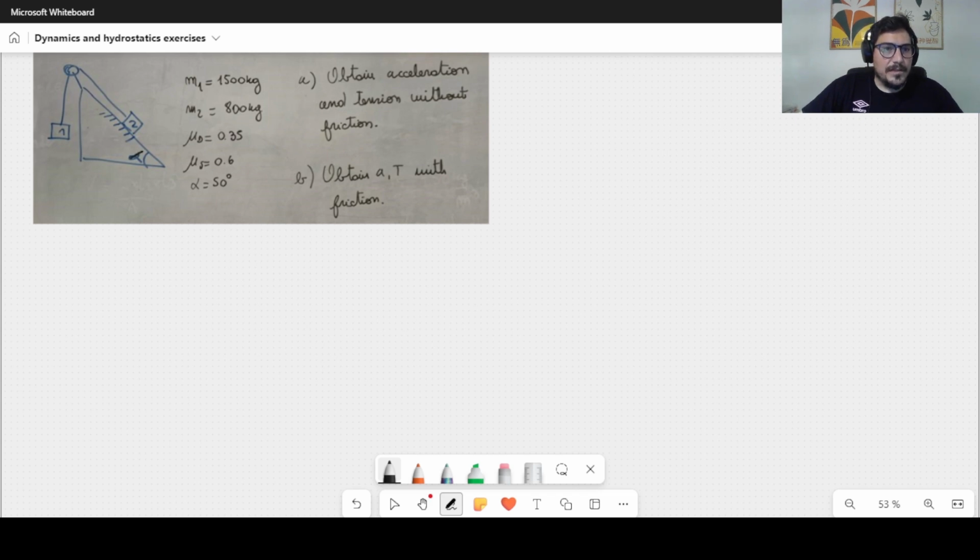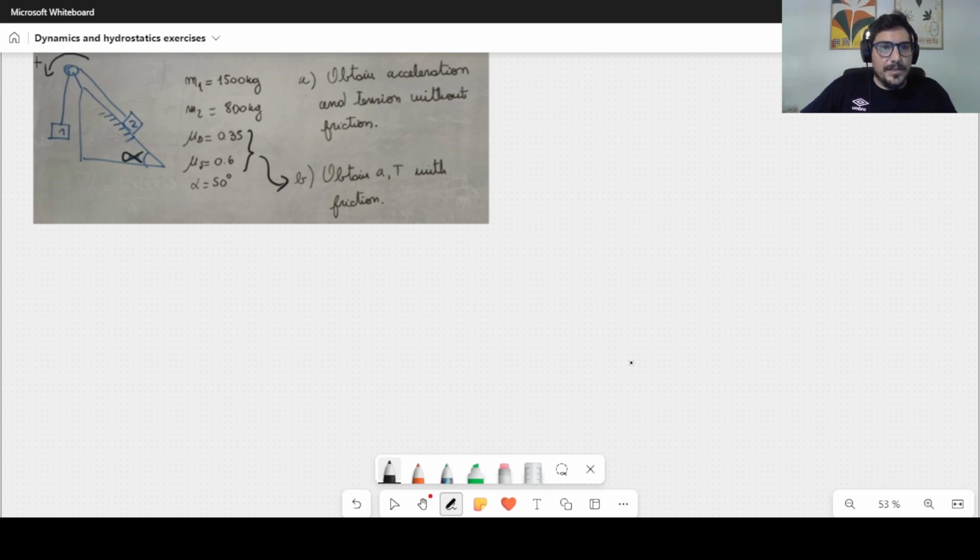The angle is 50 degrees, and we have two items to solve the problem: without friction, and then we are going to add friction with these coefficients. Well, the first step is to analyze the masses. Sometimes from the values that we receive, we understand the possible motion of the system. In this case, mass 1 is almost twice mass 2, 1,500 kilograms. So we suppose that the system is going to accelerate in this direction, anti-clockwise in this case.